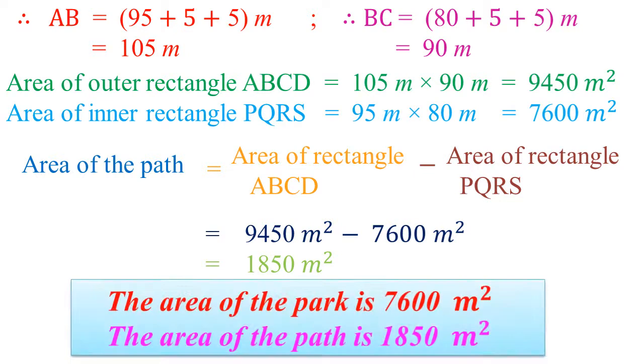1850 meters squared. Finally, we have to find the area of the park, which is 7600 meters squared. Area of the park means area of the inner rectangle PQRS, that value. Then second, area of the path is 1850 meters squared.